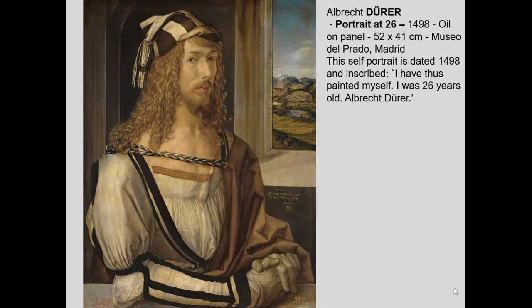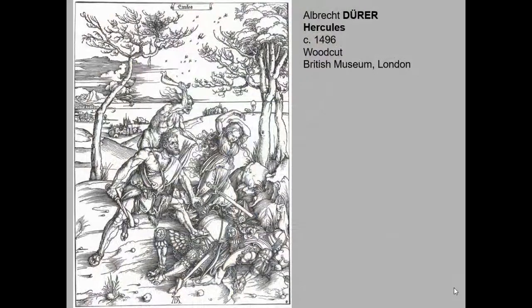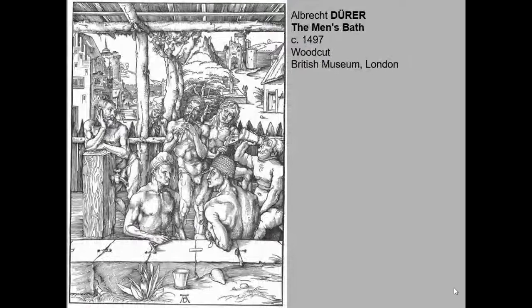This portrait comes from 1498. It is inscribed, "I have thus myself was 26 years old," and then his name. Dürer also is really well known for these series of woodcuts, many of which are scenes. This is a series, though, that focuses a bit on the mythological stories as well. This is Hercules.